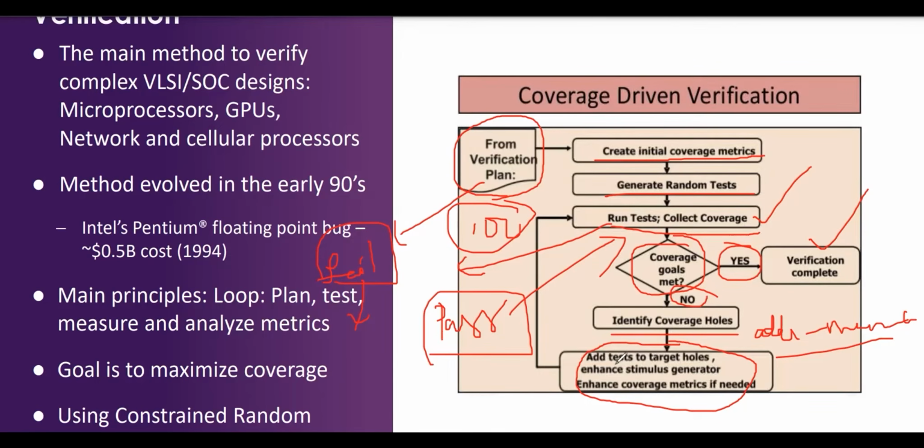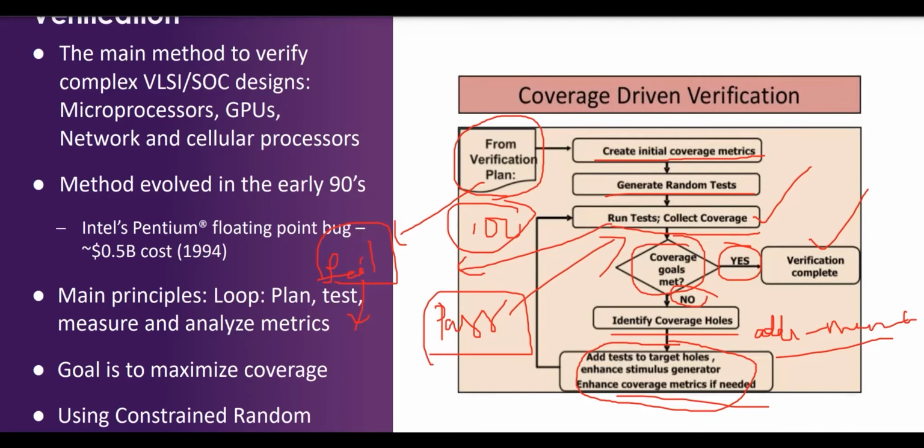Okay, so add tests to target holes, enhance the simulator generator, enhance coverage metrics if needed. Our main aim is to get the coverage to 100%. To reach 100% coverage, we can do anything. We can bring up the test cases, we can add new features to the test cases, because our functionality needs to be satisfied. If 100% coverage is not working, it means we are missing some functionality in our project.